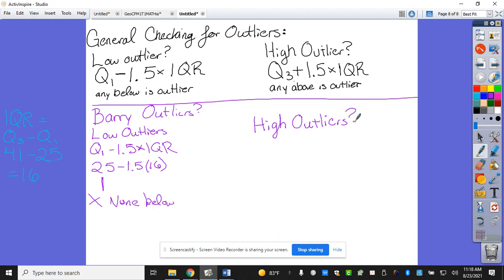So we're checking to see if there are high outliers. I'm doing Q3 plus what? Because this 1.5 times IQR is the same here as it is there, that's why some people just go ahead and do it initially. I don't care. What's my Q3 number?